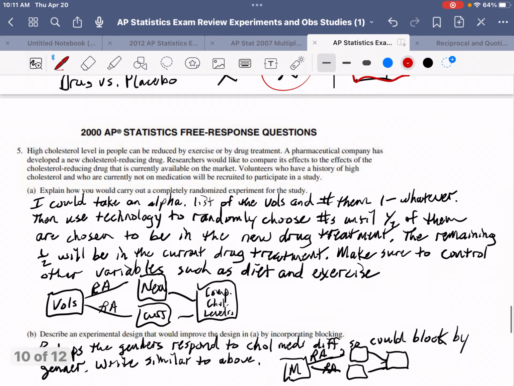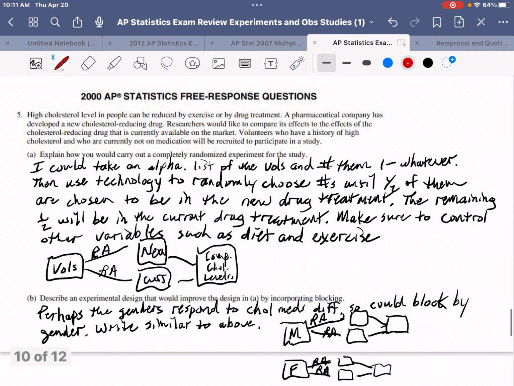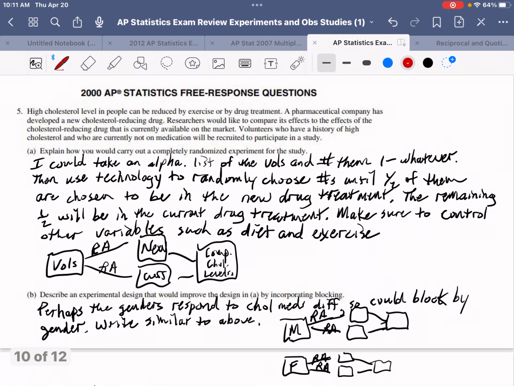The year 2000, number 5, was an experimental design question. Pause and read it, but just to keep going here, this was a cholesterol reducing study. It said, explain how you would carry out a completely randomized experiment. So I said, well, I can take an alphabetized list of the volunteers, number them 1 to whatever, then use technology to randomly choose numbers until half of them are chosen to be in the new drug treatment. The remaining half will therefore get the current drug treatment.